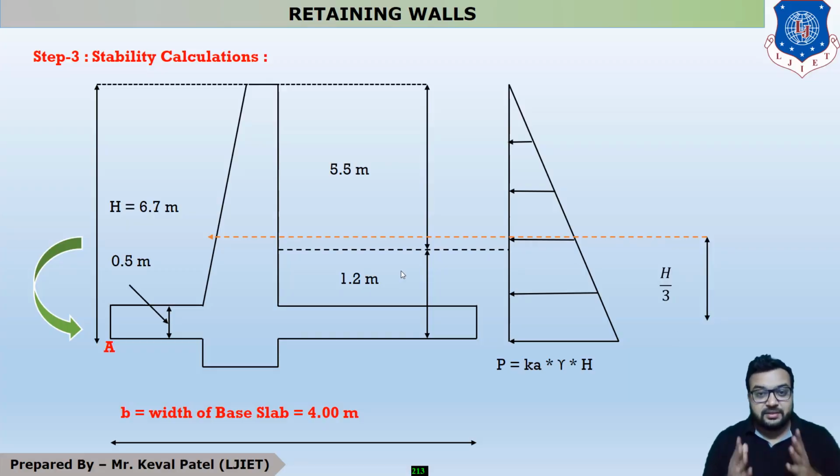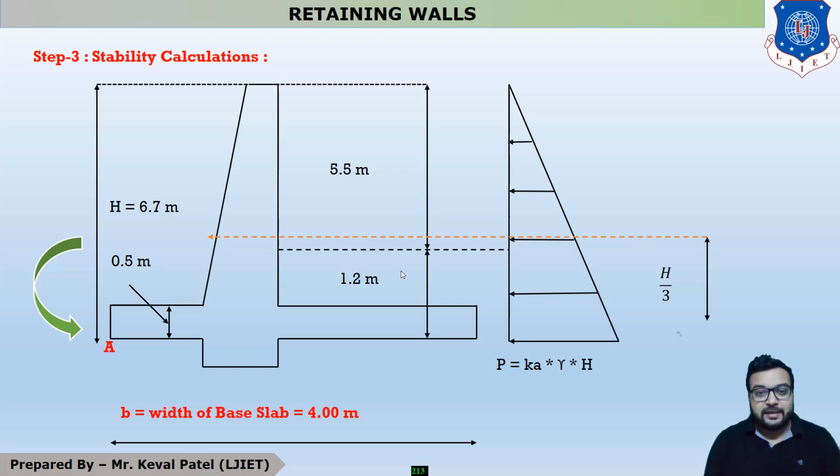Everyone, this is the third lecture of our example number 1, which is the design of a cantilever retaining wall. Students, in the first lecture we discussed our step number 1, which is the coefficient of earth pressure. After that we discussed our step number 2, which is to find the preliminary dimensions. And after that, based on our preliminary dimensions, we have to find our stability checks.